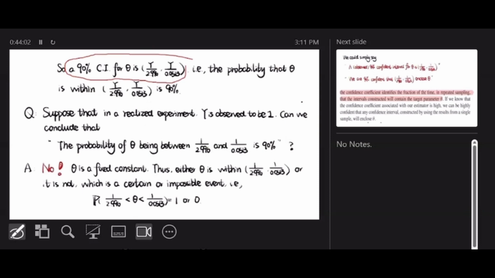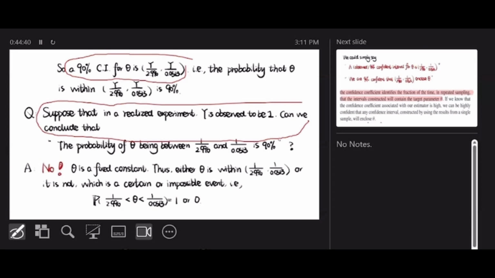Suppose that in a realized experiment, y is observed to be 1. Can we conclude that the probability of theta being between that and that is 90%? And it is no. Why no? Because that is for a sample size of 1. Sample size of 1 is dangerous. Sample size of 1 is more or less like making y behave so crazy, like there's nothing like randomness in it.